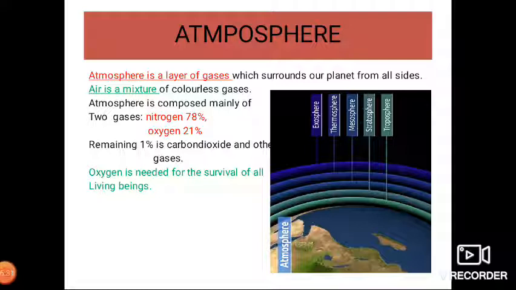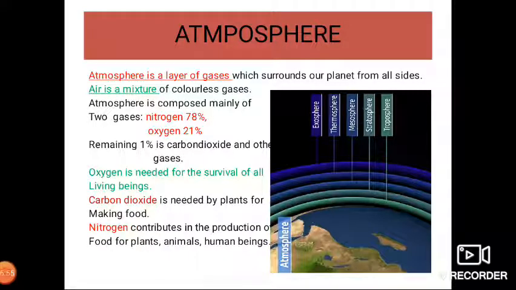Now, oxygen is needed for the survival of all living beings. So that is very important especially for living beings. Carbon dioxide is needed by plants for making food. And what is the role of nitrogen? Nitrogen contributes to the production of food for plants, animals and human beings.